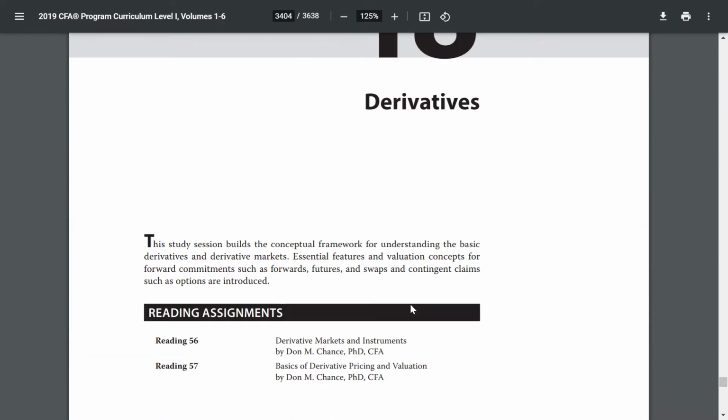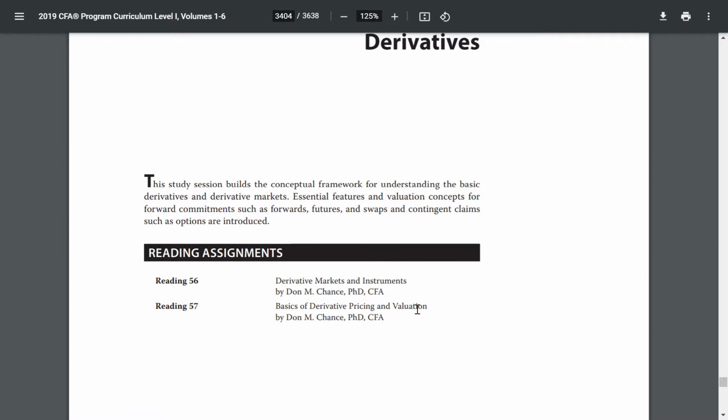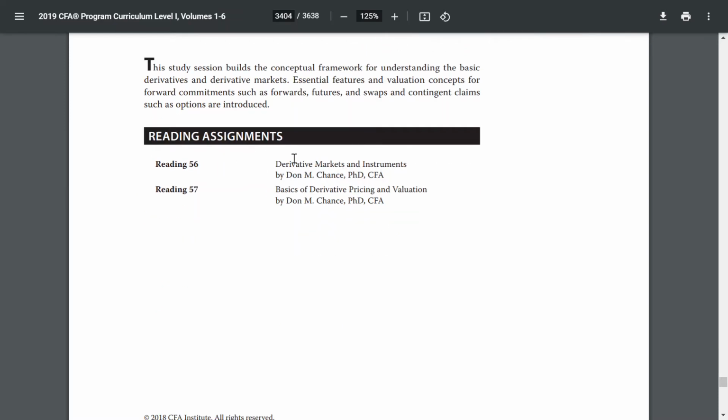Study session 18, derivatives. This study session builds on the conceptual framework for understanding the basics of derivative markets. Essential features and valuation concepts for forward commitments such as forwards, futures, and swaps, and contingent claims such as options are introduced. Reading assignments: we have reading 56 and reading 57.